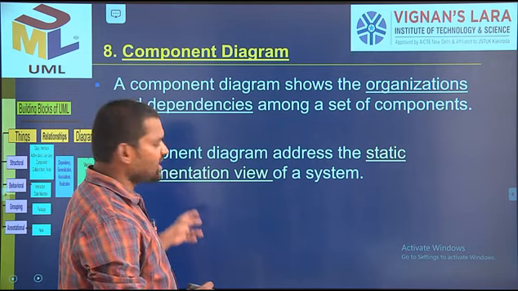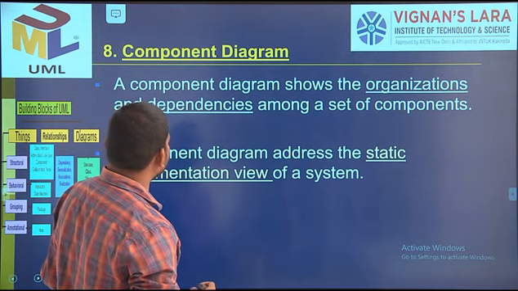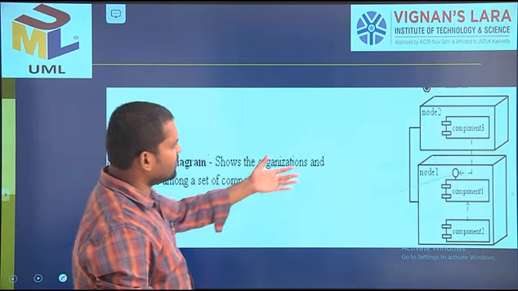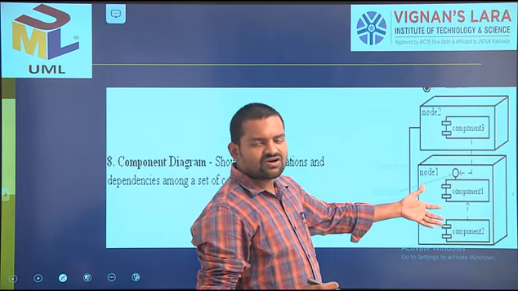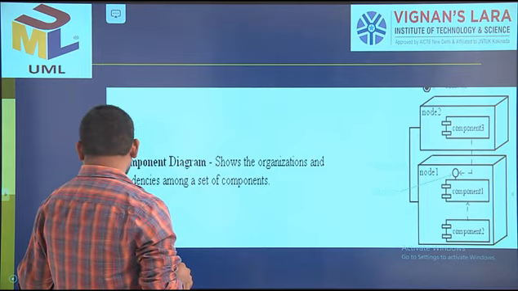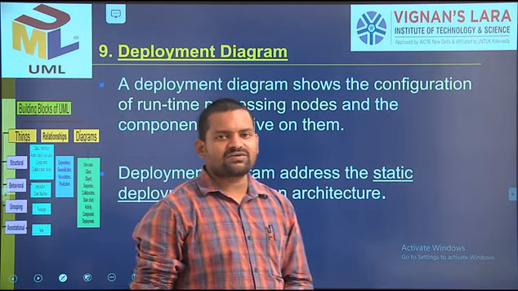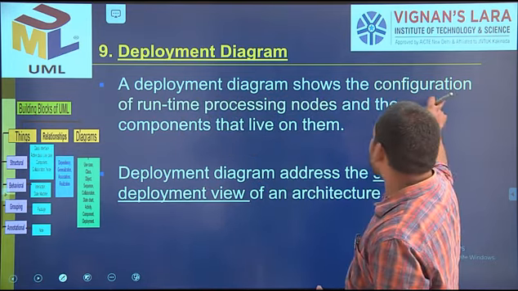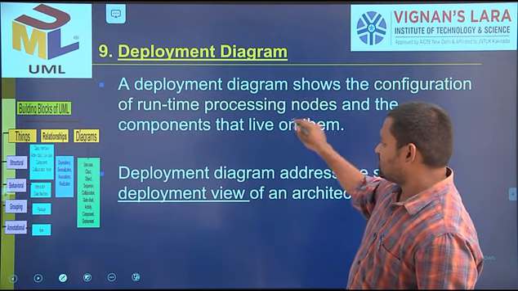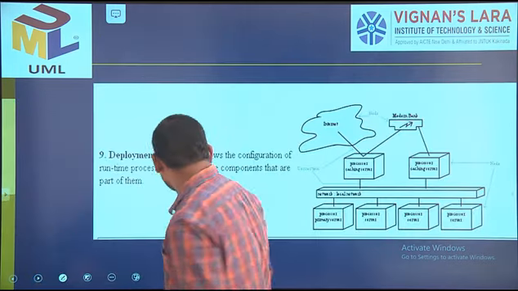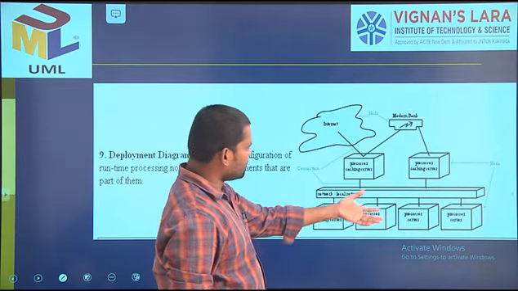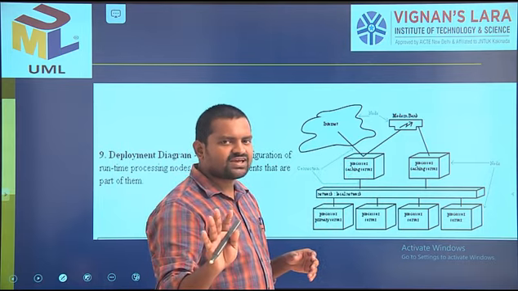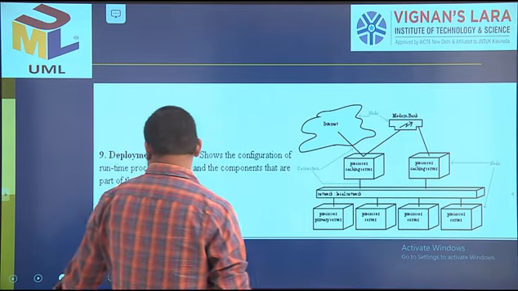Component diagram, a static view. I said the component diagram is a static view representation. It shows organizations and dependencies. These are all the components. The component diagram only represents static parts. Next, deployment diagram. The deployment diagram also represents a static view. It shows the configuration of runtime processing nodes, the components and connections, which represent deployment. This is not an important diagram. Only the interaction diagrams are important.